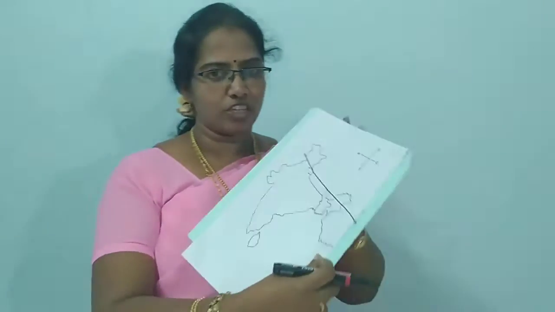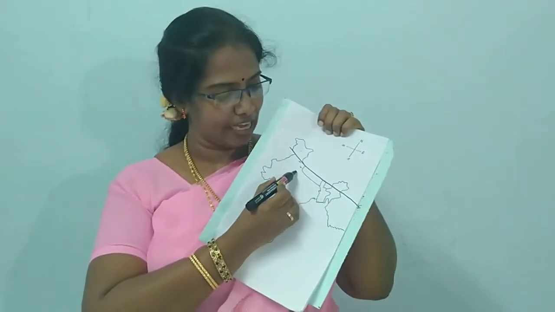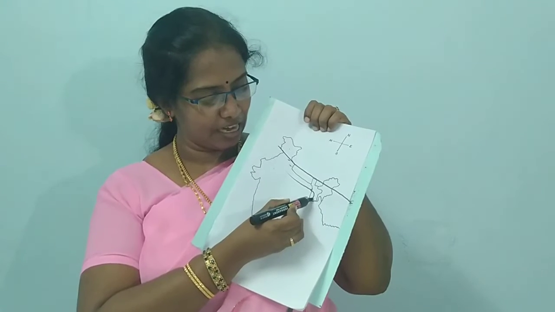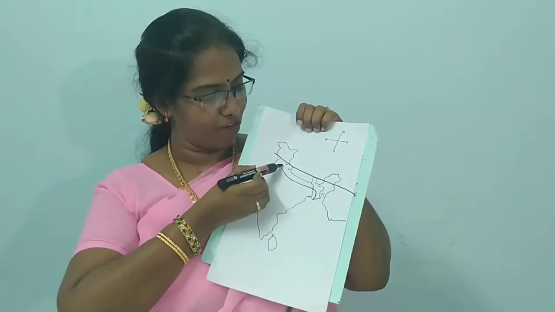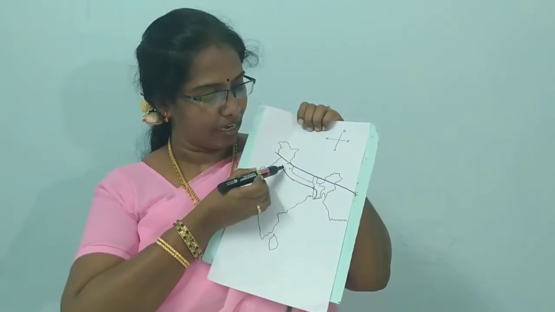Okay, the delta of Ganga and Brahmaputra has tidal forest. Likewise, I am telling where the Ganga Brahmaputra delta is. First we should know that this is the Ganga area, children. This is the Ganga, this line. Yes, from the Himalaya, from the Gangotri glacier.